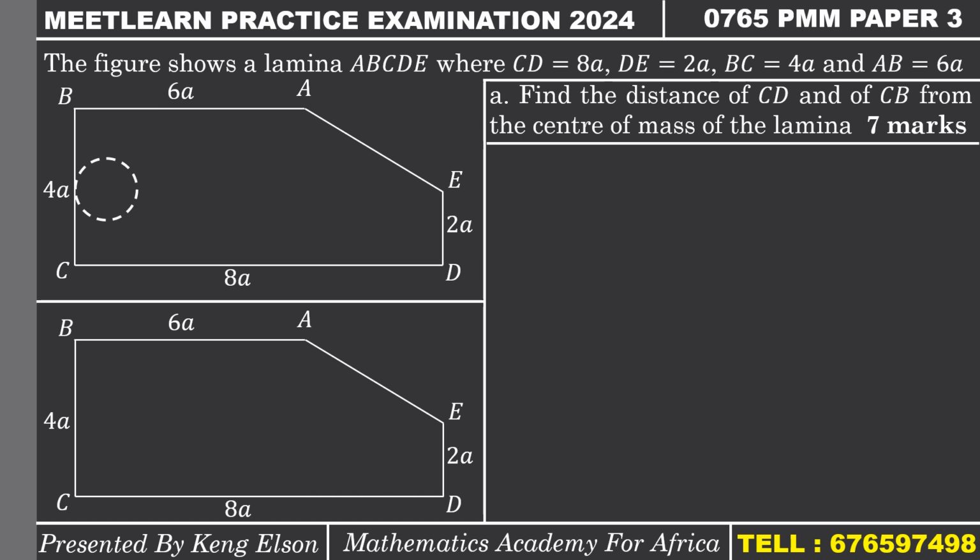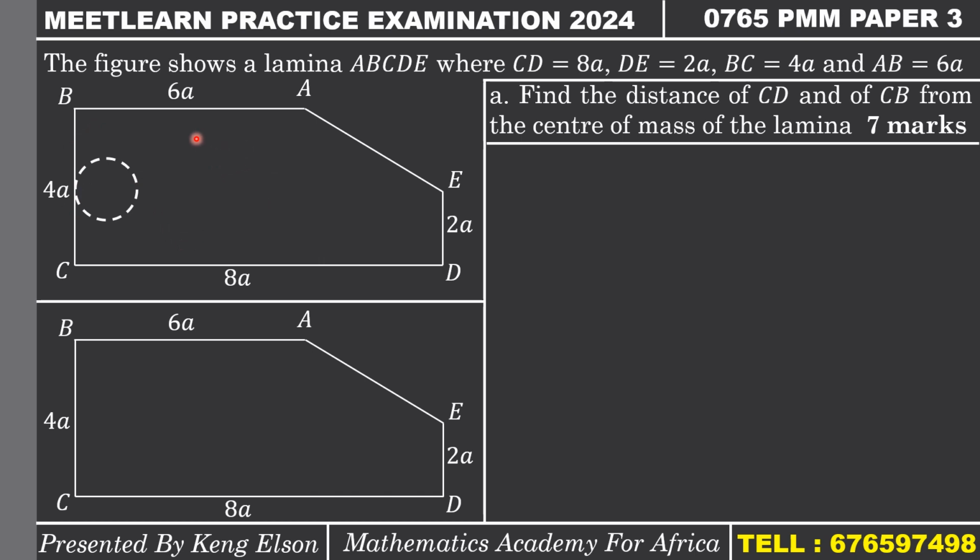Alright, we are going to begin with the first part of the question. We have the given lamina ABCDE, and we need to find the distance of the center of mass of the whole lamina from CD and from CB. In the first part of this question, this circular portion is not considered. Anyway, the circular portion which was cut off is still part of the lamina. So we are concerned with finding the distance of the center of mass of the whole lamina, including the circular portion, from the side CD and from the side CB.